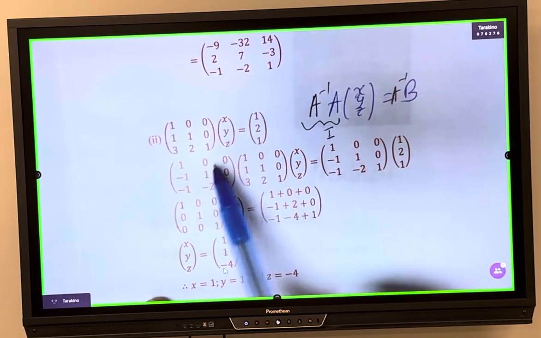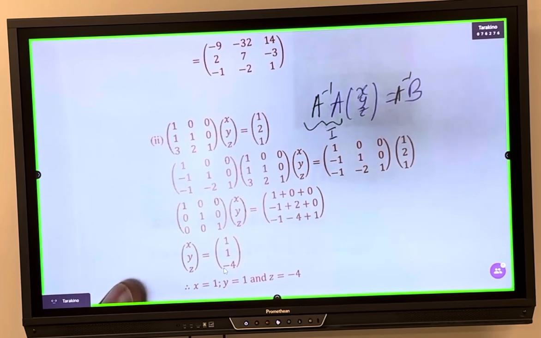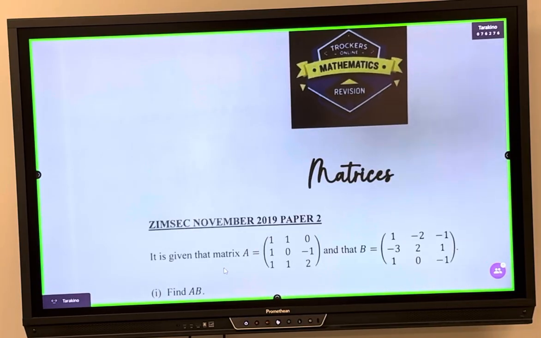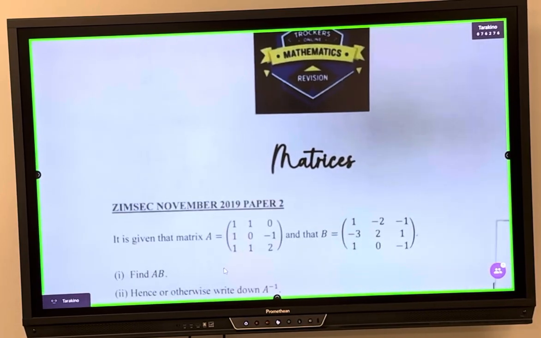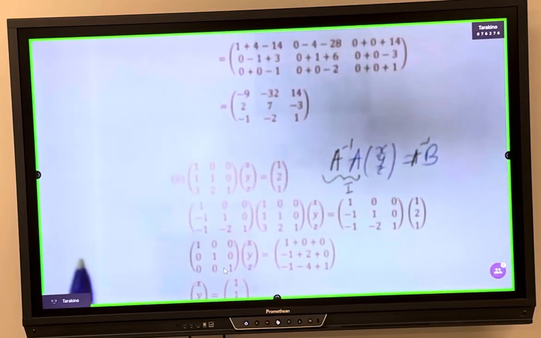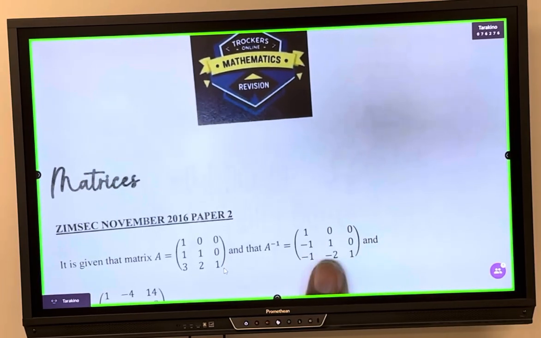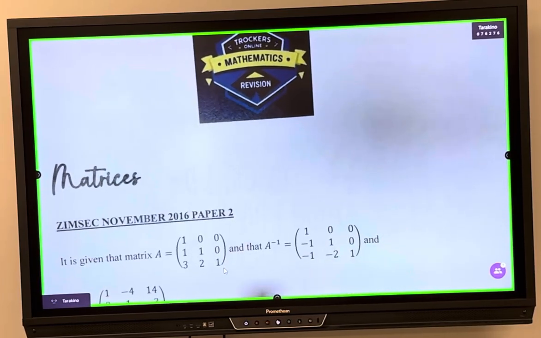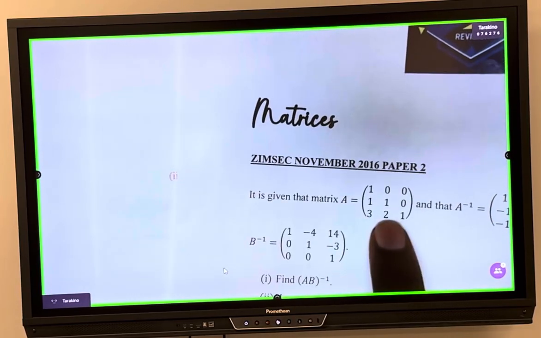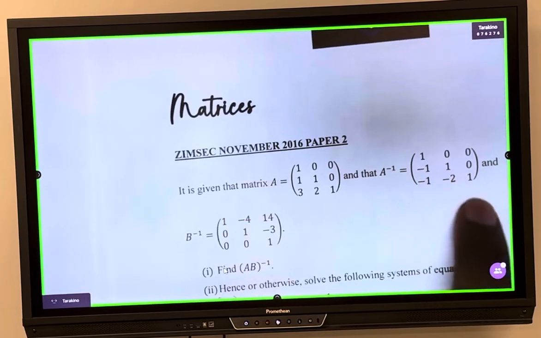My inverse, remember, the inverse for A is given here. Oh, sorry. The inverse for A is given here as 1, 0, 0, negative 1, this and that. Because as you can see, this is your matrix A, 1, 0, 0. That's my matrix A here. So you needed to be swift to catch that out. So your matrix is here.